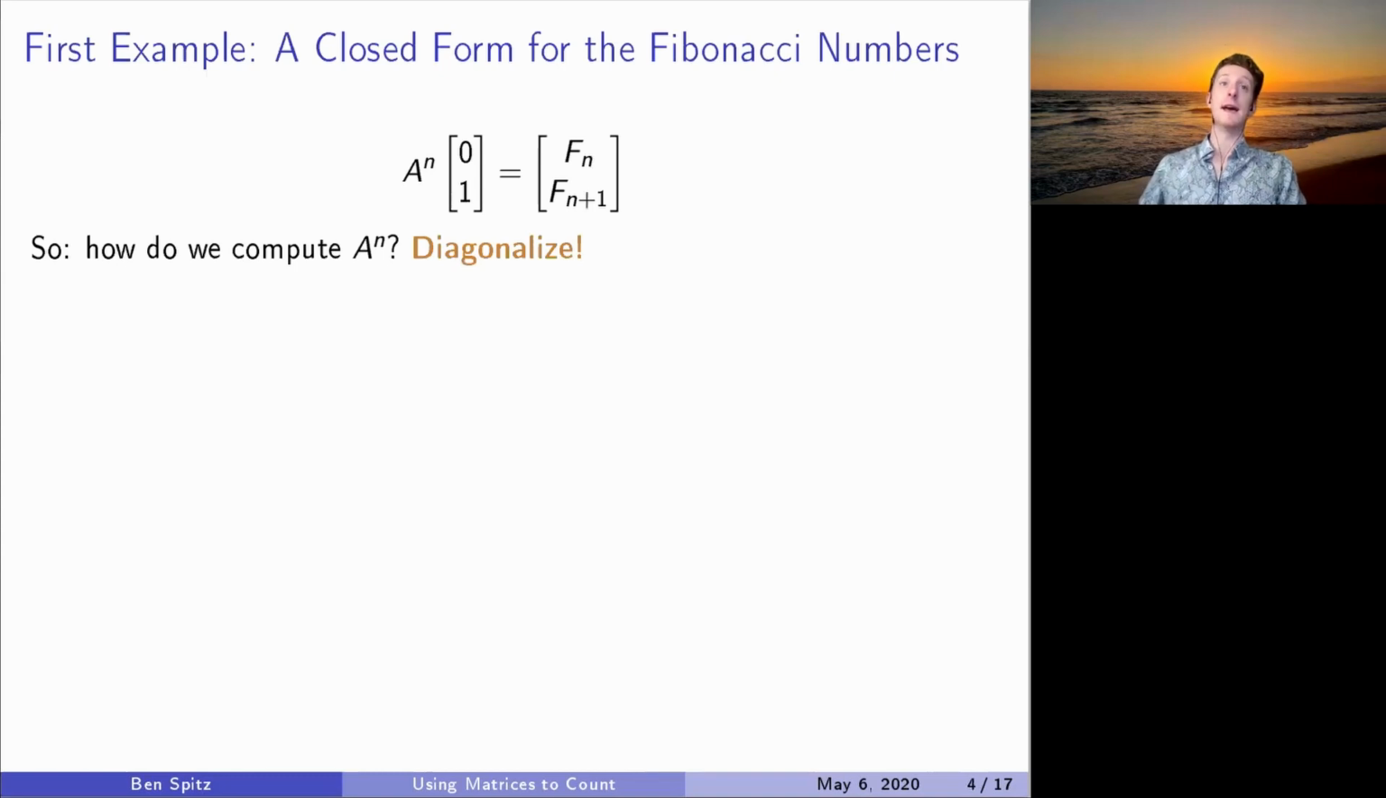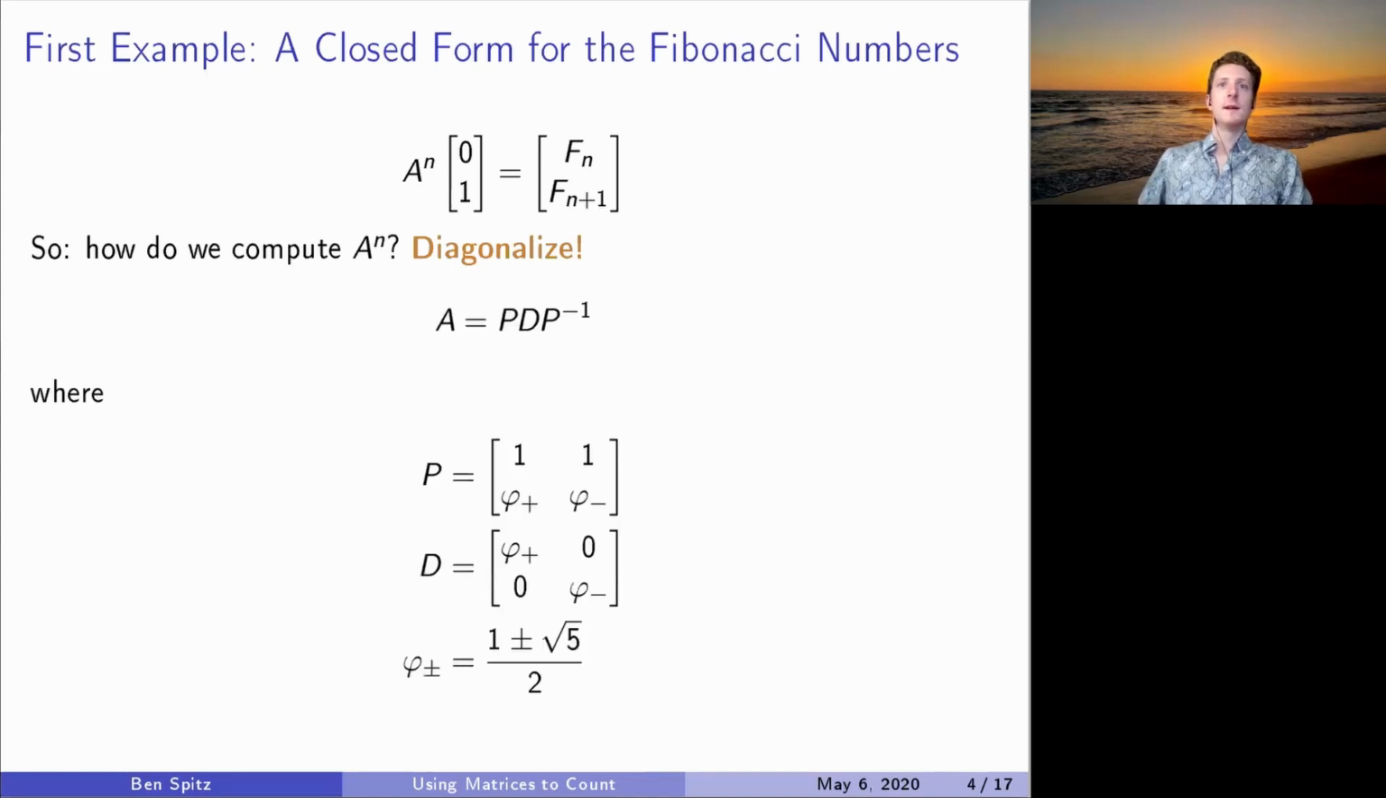The reason being, diagonal matrices are easy to take powers of, and diagonalized matrices are also easy. So, in case it's been a long time since you took linear algebra, when you diagonalize a matrix, you write it as a product of some invertible matrix P times a diagonal matrix D times the inverse of that matrix P. That's what it means to diagonalize.